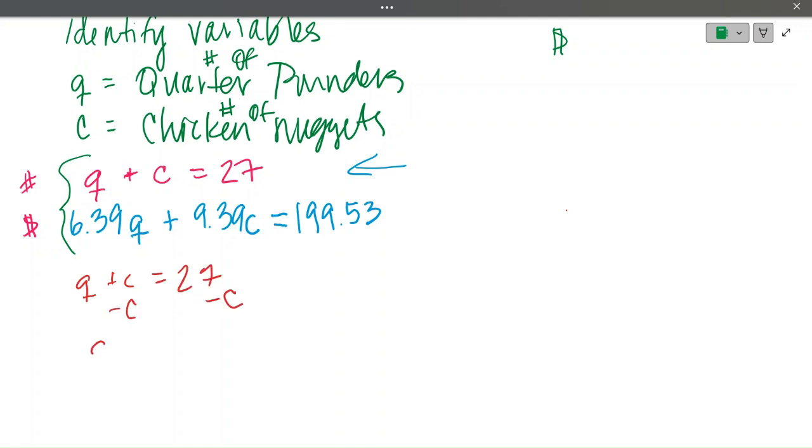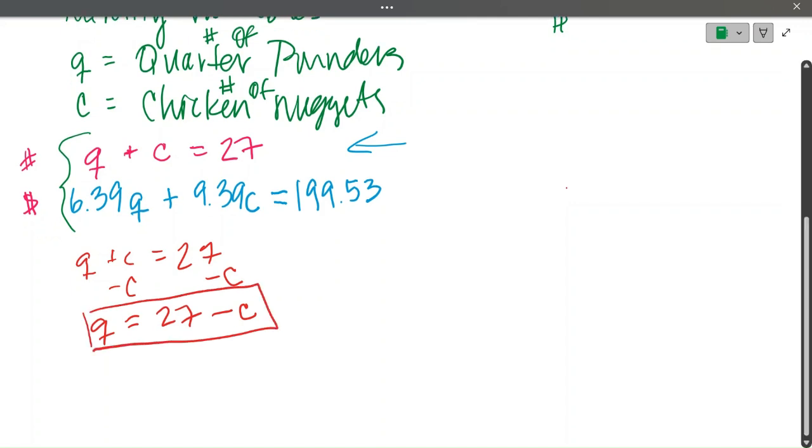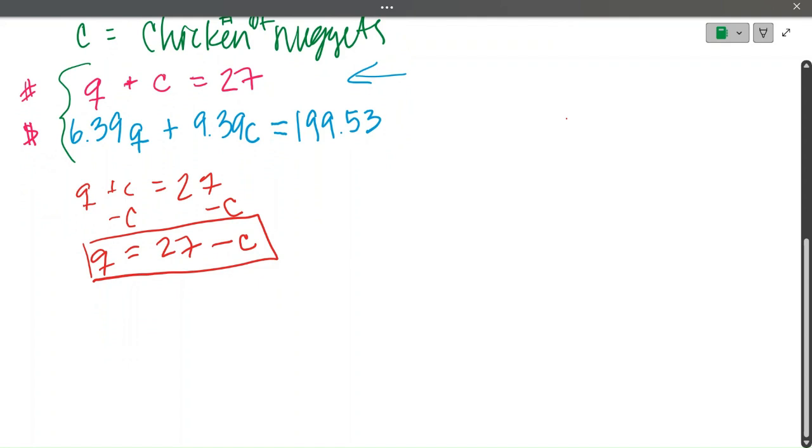If you solve for C, that's absolutely correct too. But when I solve for Q, I get Q equals 27 minus C. And when I say I'm solving for it, it means I'm just getting Q by itself. So now that I have Q, everywhere I see Q in this equation, I'm going to go ahead and plug it in. Okay, so I'm going to highlight this so you can see.